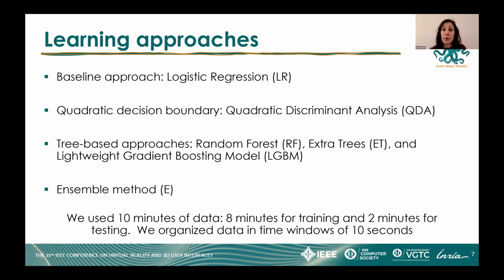To perform user identification, we considered simple machine learning models, starting with logistic regression as a baseline approach. Then we considered the possibility of having a quadratic decision boundary with quadratic discriminant analysis. We included three tree-based approaches, which are random forest, extra trees, and light gradient boosting machine, and an ensemble model involving them all. We considered 10 minutes of data, employing 8 minutes for training and 2 minutes for testing, and we analyzed data in time windows of 10 seconds.